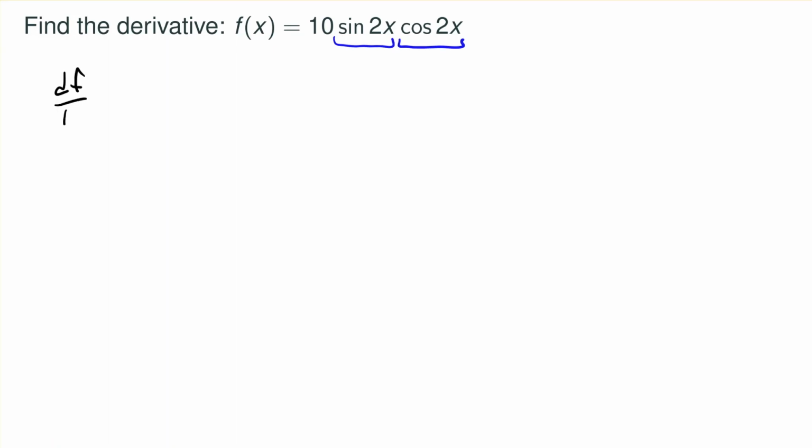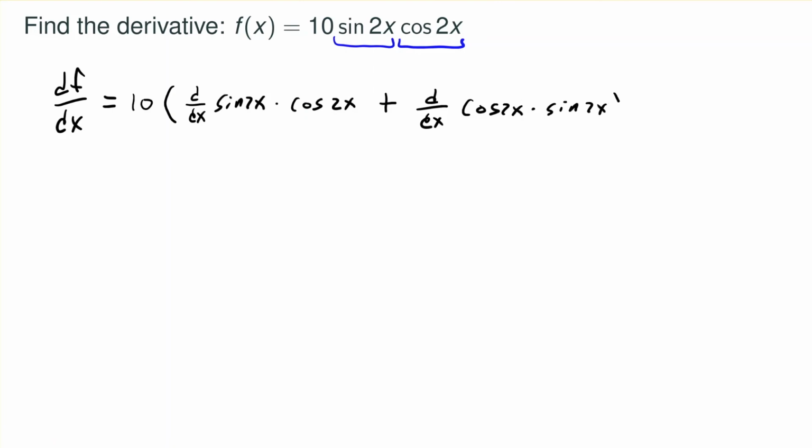So df/dx is, we can multiply the 10 later, it is a constant. So derivative of sine 2x times cosine 2x, plus derivative of cosine 2x times sine 2x. Now we're taking the derivative of this and this right here. But for each of these derivatives, we have to apply the chain rule, because the argument is not just x, it's 2x.